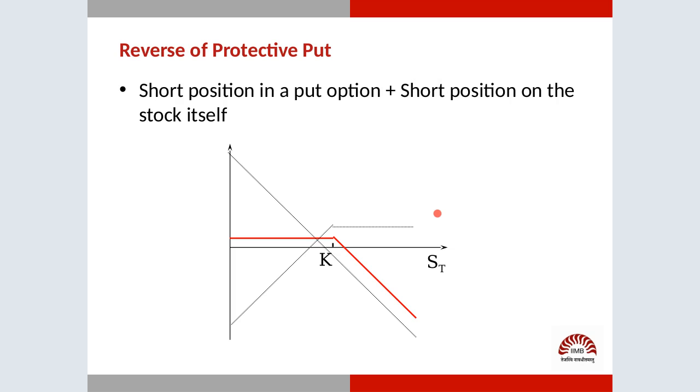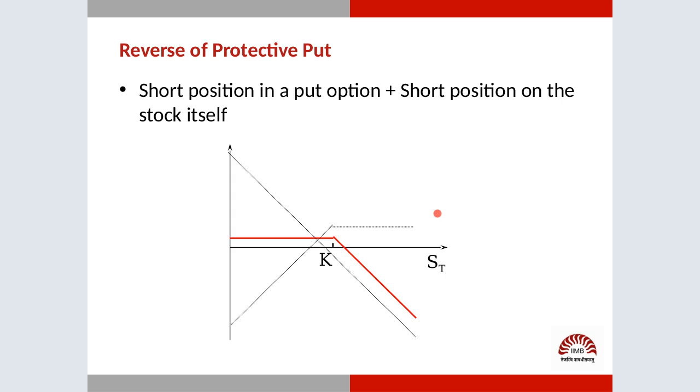Finally, the last one is the reverse of a protective put. What is the reverse of a protective put? The reverse of a protective put is a short position in the put option and a short position in the stock itself. Remember, the protective put was a long position in the put plus a long position in the underlying asset, and that resulted in a long call. The reverse of a protective put is a short position in the put and a short position in the underlying asset, and this results in a short call. The red line represents a short call.